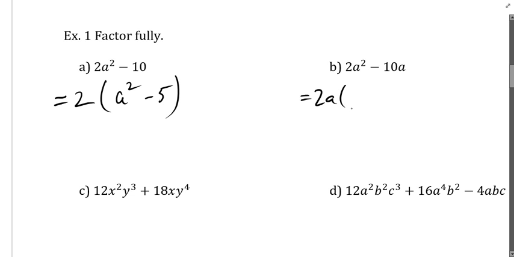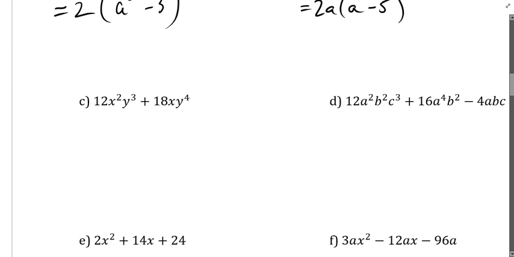Good? So how does that affect my answer when I divide through? 2 divided by 2 is 1. A squared divided by A is A. Negative 10 divided by 2 is negative 5. And A divided by A is 1, so done. Okay, try C. Just try to get the GCF. And then if you think you can divide, you can try that too, but at least try to get the GCF.